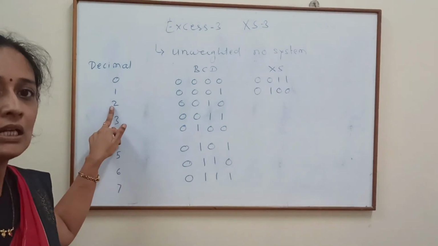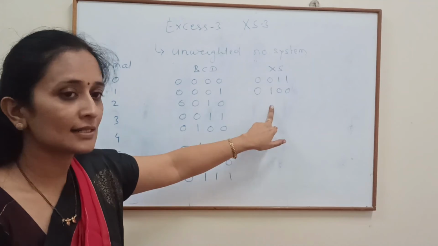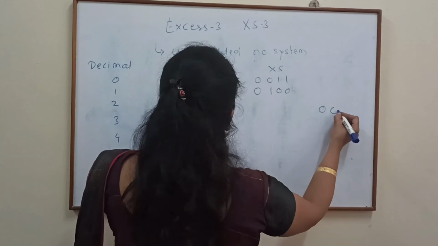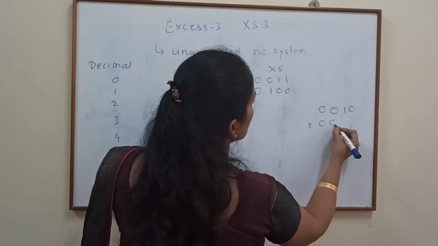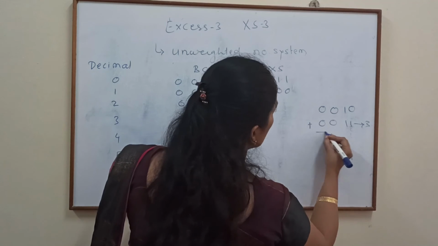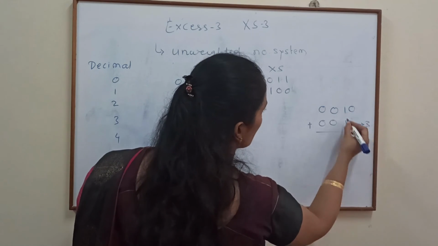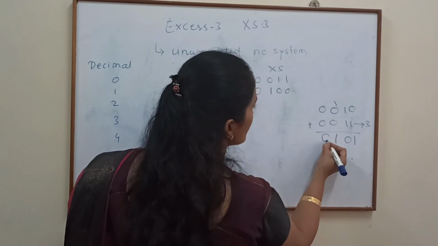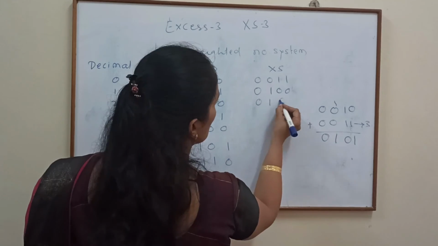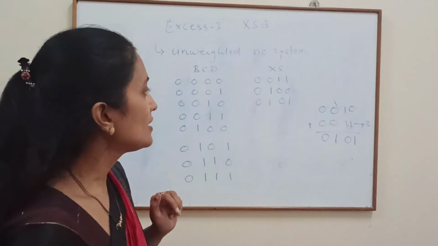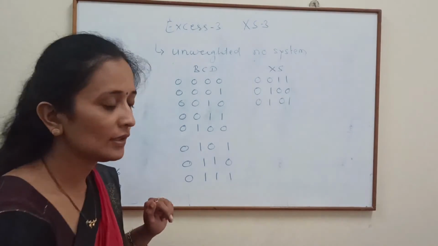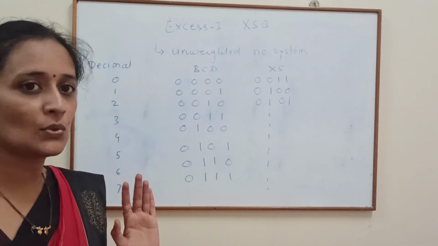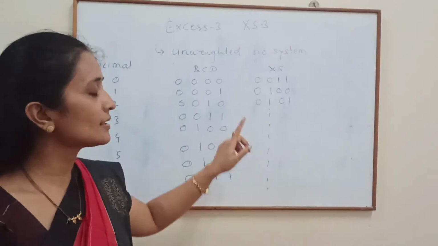If I want to convert number 2 in decimal to excess 3, first I have to find out the BCD equivalent. BCD equivalent is 0010 plus 0011, which is nothing but number 3. 0 plus 1 is 1. 1 plus 1 is 0, carry is 1. 1 plus 0 is 1. 0 plus 0 is 0. So 0101. Like this, you can find out all the values up to 7 and you can complete the table. Understood? I hope you have understood how to get excess 3 number.